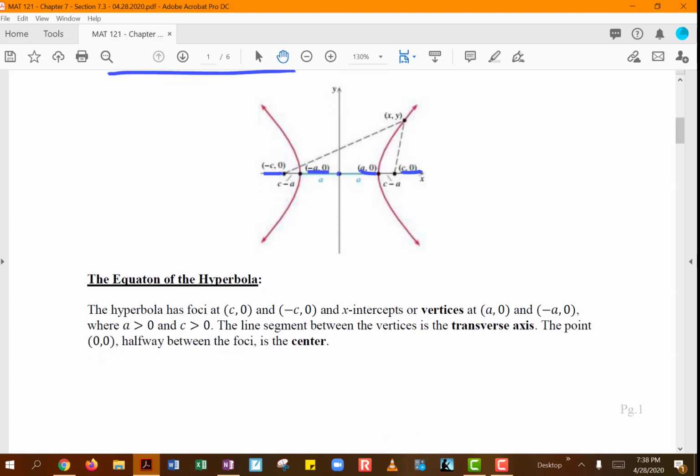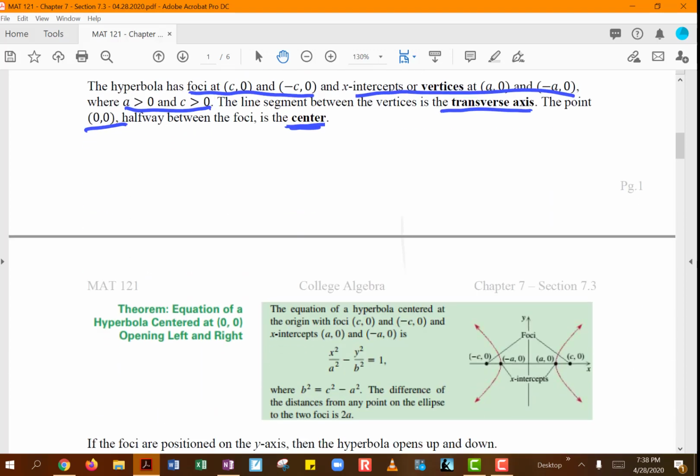Our foci and our x-intercepts, which you can also call vertices, both your a and c values are going to be positive. The line segment which goes from (-a, 0) to (a, 0), right here in between these two branches, is what we call the transverse axis. Halfway between your foci is where you will find the center, which, like I said, is going to be at the origin (0, 0).